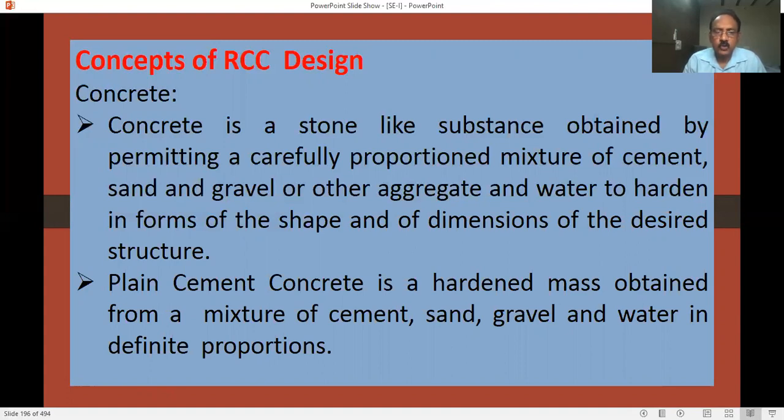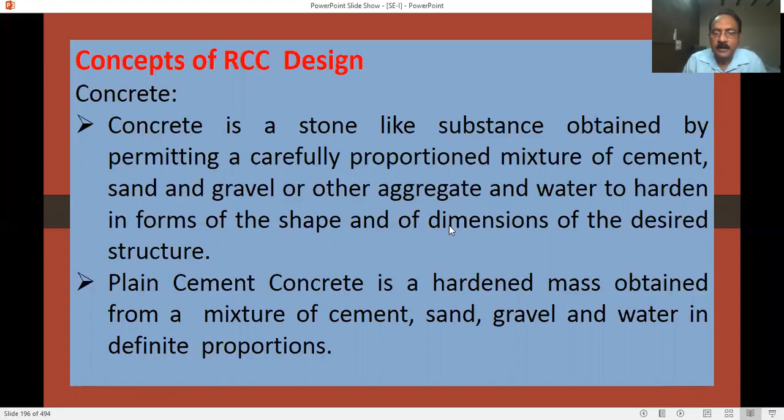That is, concrete is a stone-like substance obtained by permitting a carefully proportioned mixture of cement, sand, and gravel, and other aggregates, with water, to harden in the shape and dimension of the desired structure. The proportion is very important: 1:2:4, 1:1.5:3. An appropriate proportion is required.